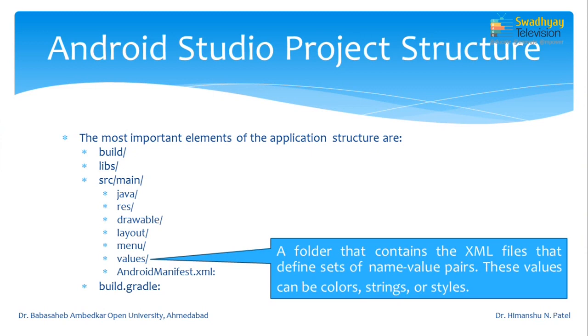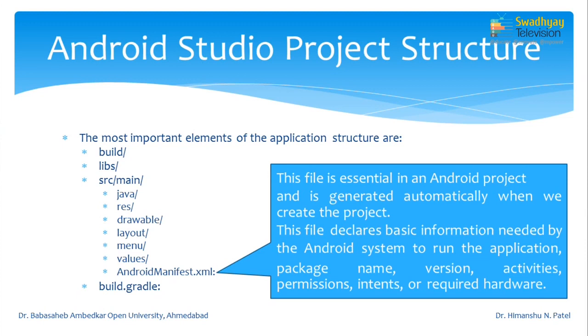Values is a folder that contains XML files that define sets of name-value pairs. These values can be color, string or style. You can specify your own color as a name and value pair. For example, title may be hello world. So, you can specify title as a name for a string and hello world as the value for that string. You can store color, string, even style inside this values.xml file.